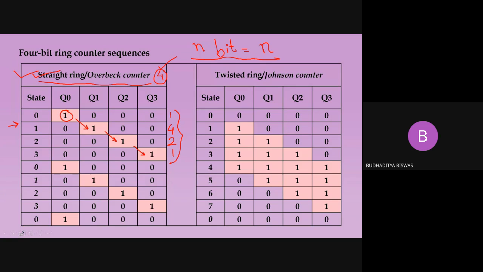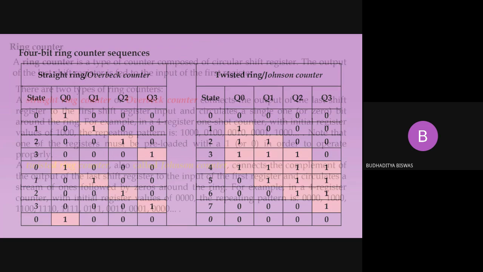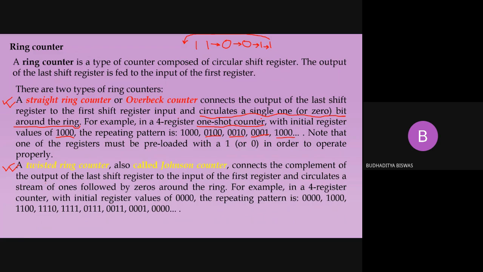Come to the last one of the counters, which is called the Johnson counter or the twisted ring counter. And I think you will understand why the ring counter is called the one-shot counter, because unless you give one shot, unless you store 1 inside any flip-flop, the ring counter will not produce the output. After you store 1 inside any of the flip-flops, then the 1 circulates like this. So that's why they are called one-shot counters. Without the shot, the ring counter will not run.